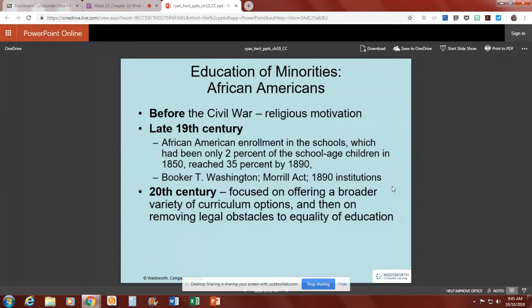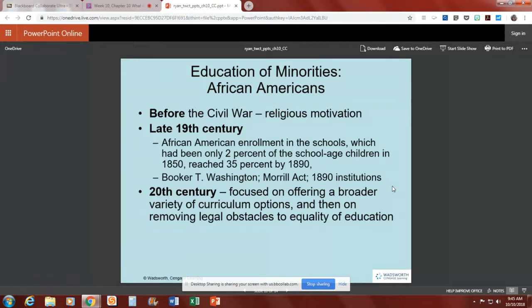So let's talk about that. The 1890 institutions were created for the higher education of African Americans. Some of these historically African American colleges you may be familiar with, like Florida A&M and North Carolina A&T, still exist today, but they are now, of course, integrated institutions.